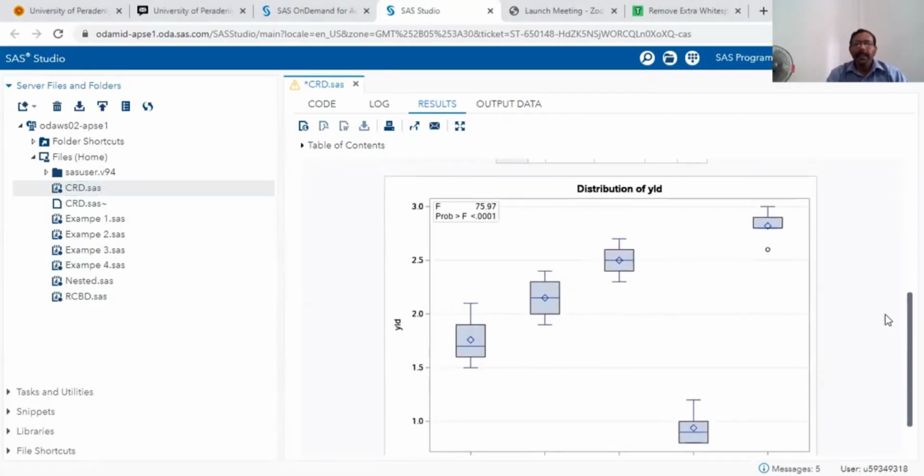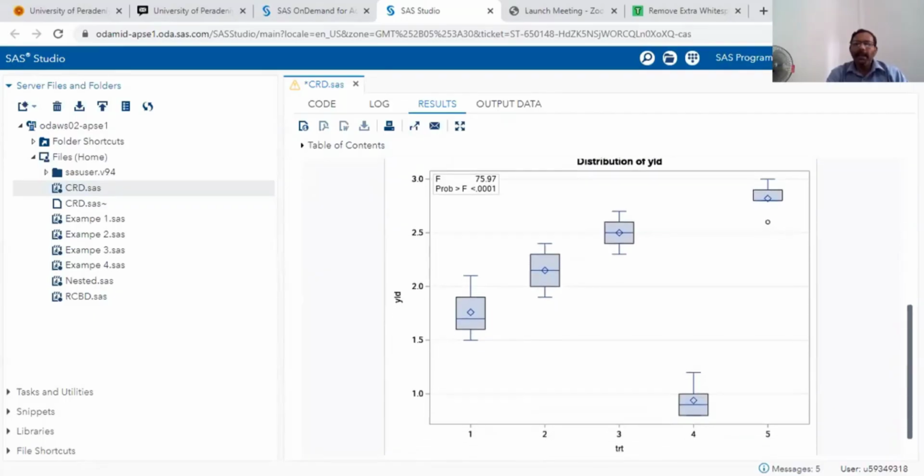So this is just an indication of the distribution of each treatment. Let's say you have different treatments: treatment 1, treatment 2, 3, 4, and 5. How they are distributed. From this, you can identify, this is on the y-axis yield. From this, you can identify which treatment is giving high yield.